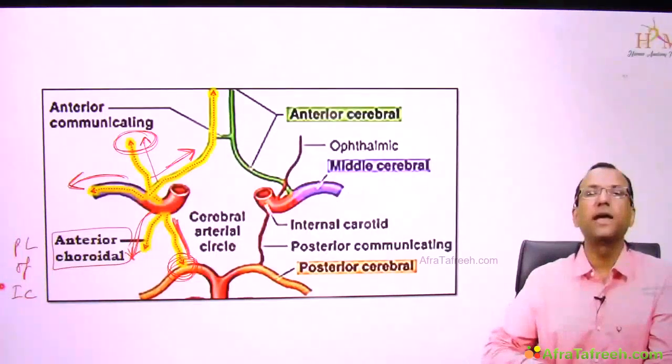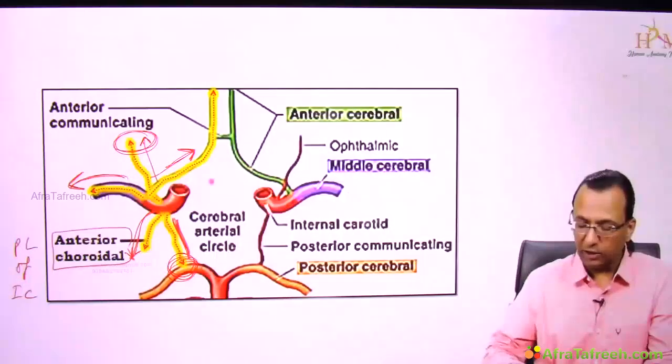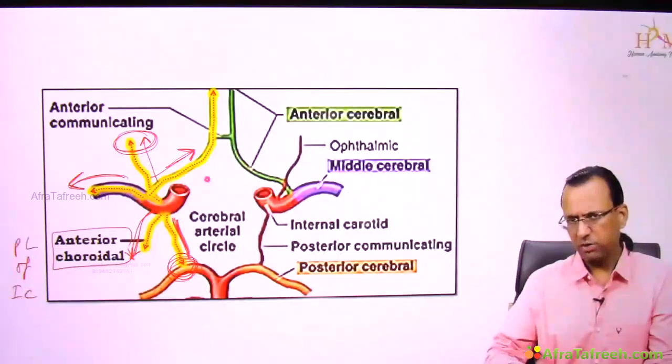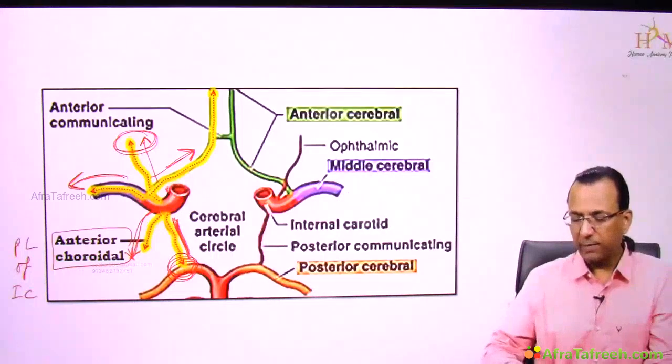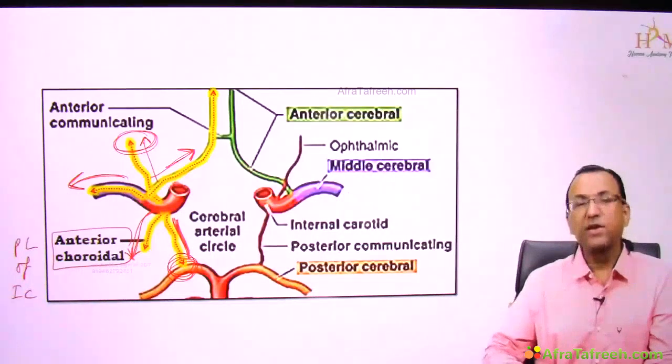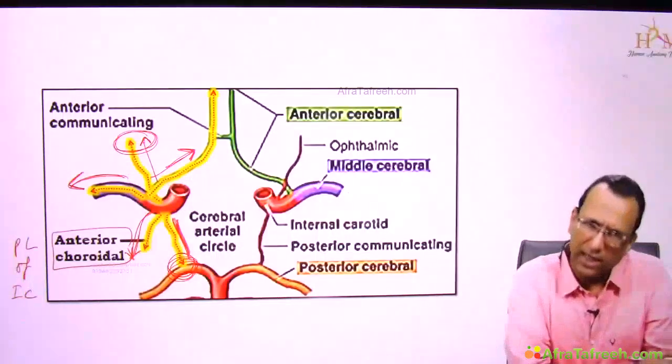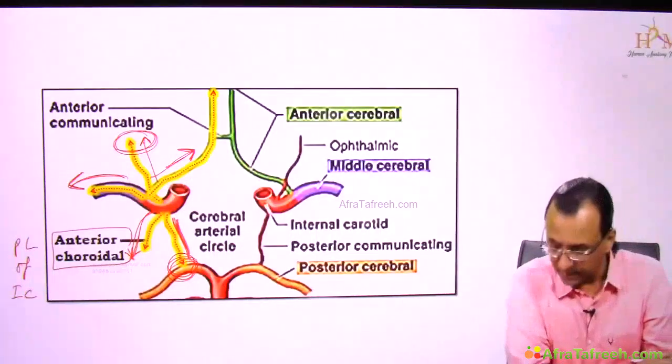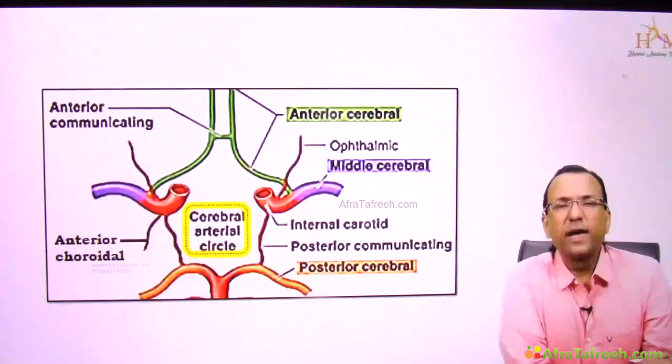Then who was supplying the genu of internal capsule? A direct branch of internal carotid artery. Do you remember that? A direct branch of internal carotid artery will supply the genu of internal capsule. Then who will supply the anterior limb? That we'll find out by drawing a diagram. At this moment, just tell me the 9 arteries making circle of Willis.